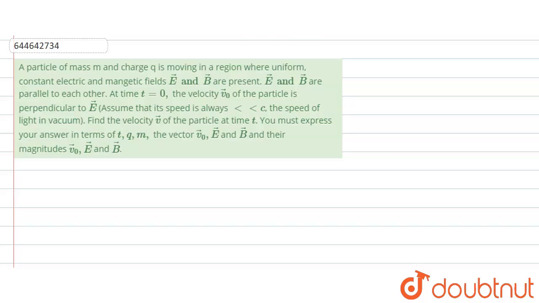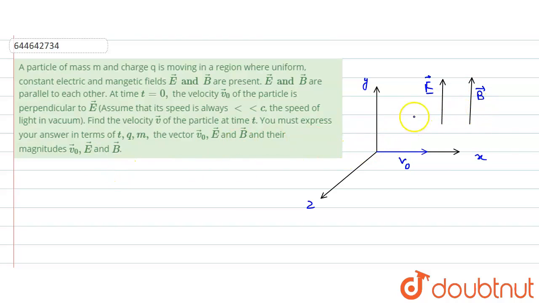Now, what is the situation? Let us draw the coordinate axes. This is our x, this is our y, and this is our z. The electric field is present in the y cap direction, and the magnetic field is also present in the y cap direction. We are projecting the particle in the x direction with the velocity v naught. This is our E vector, and this is our B vector, the direction of the magnetic field, with magnitudes E for the electric field and B for the magnetic field.